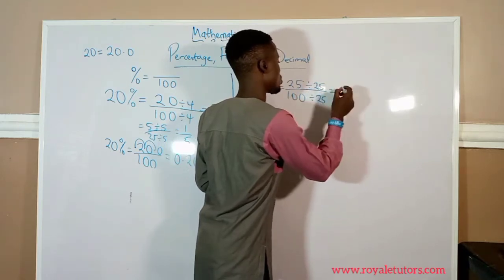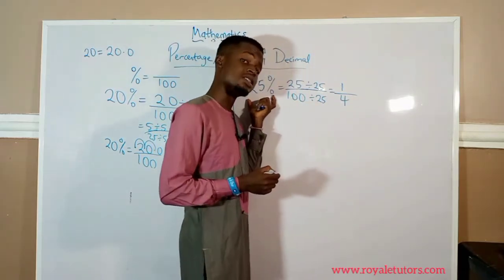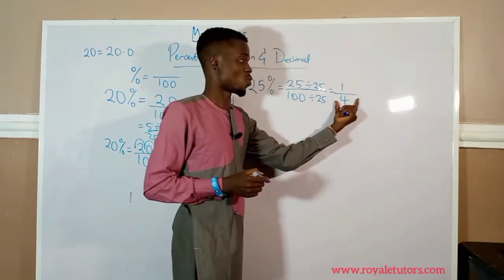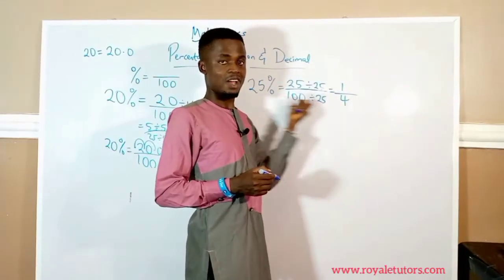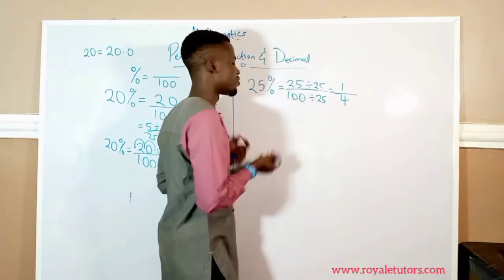So 25 divides 25 one time. 25 in 100, you have 4. So 25% is the same thing as 1 over 4. Okay? What if I want to change 25% to decimal?